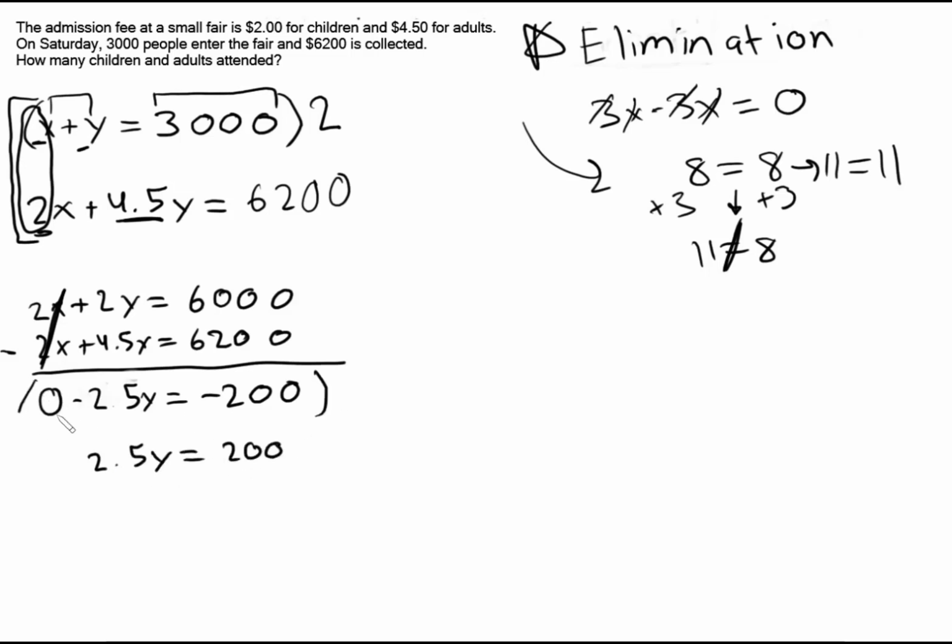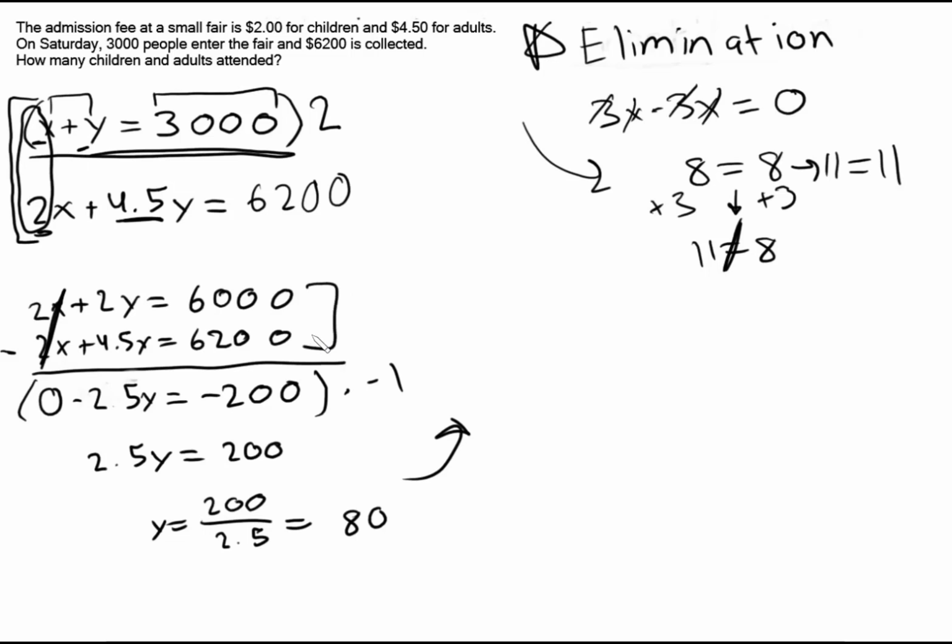Now if you looked at the last video, this is essentially the same solution that we got. Solving for y, we get y is equal to 200 over 2.5. You can plug that in your calculator. It should be about 80. So your y variable is 80, which gets you your x variable. Plugging it back into the original equation and not the altered system over here, we get x plus 80 is equal to 3,000. Solving for x, we get x is equal to 2,920.